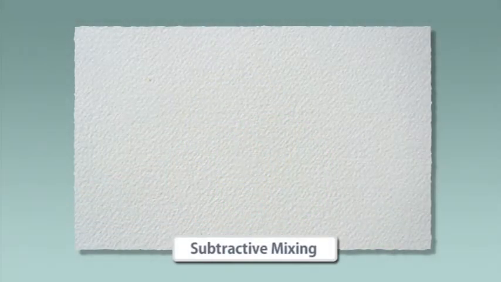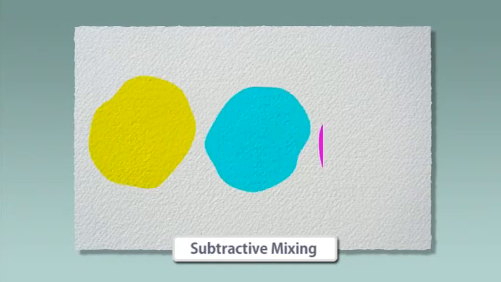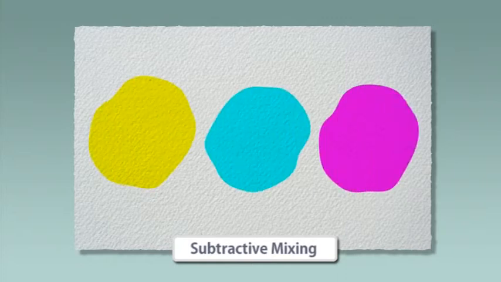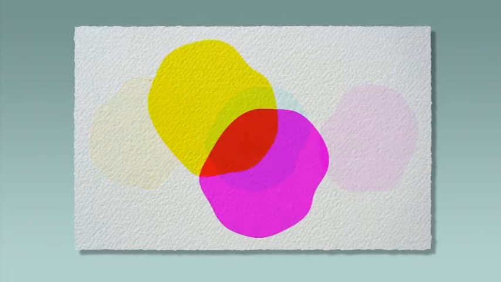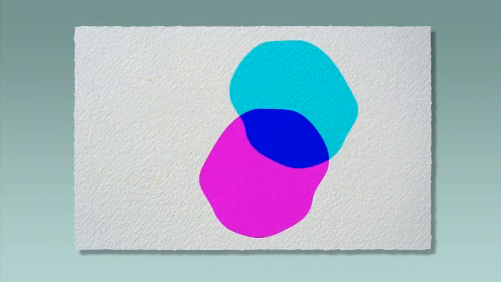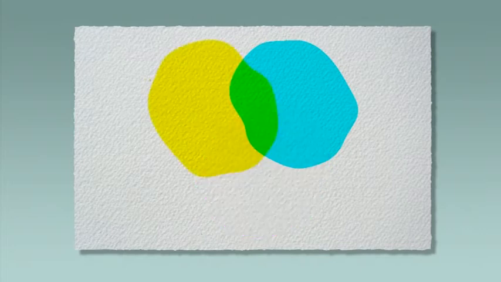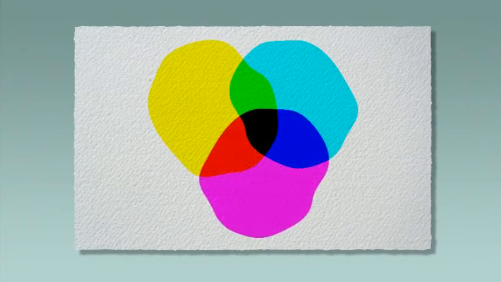The mixing of paint and pigments is called subtractive mixing. This time it's yellow, cyan and magenta which are the base colours. We get reds and oranges from mixtures of magenta and yellow. Blues and violets arise from combinations of cyan and magenta, and when we mix yellow and cyan, the result is green. In theory, black results from the combination of all three colours. In practice, we get dark grey.